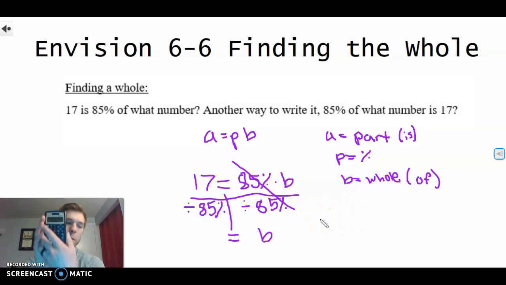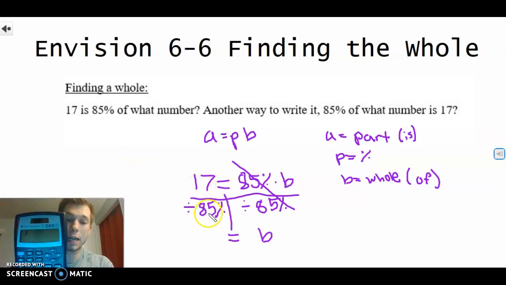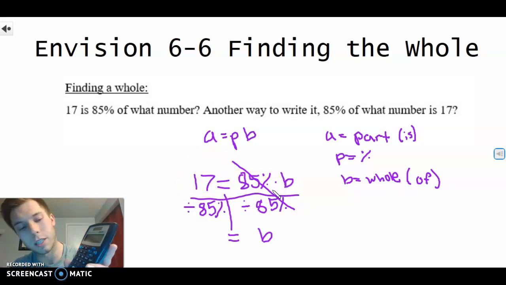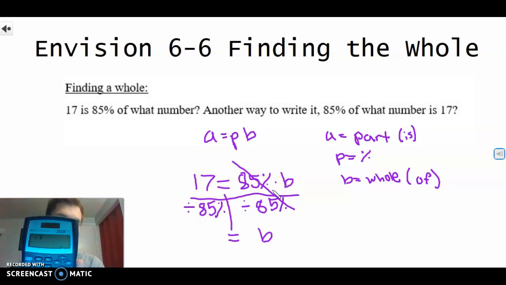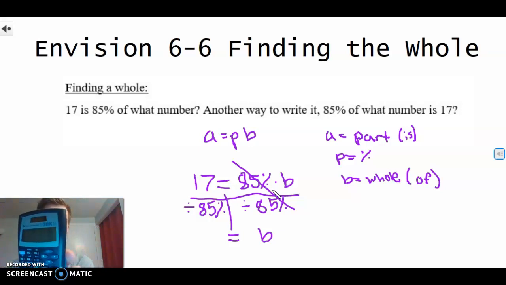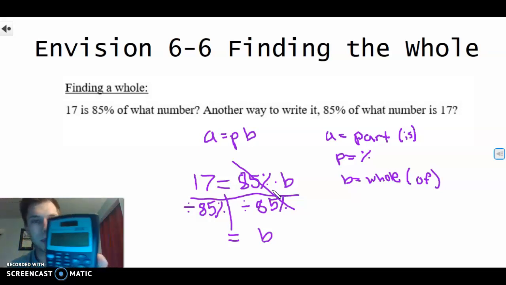This is where you can grab that handy-dandy scientific calculator, make sure that it is on. Now watch very closely and pay attention to how I'm going to type this in and what I type in first. Since it's 17 divided by 85%, we're going to type it in exactly how we read it. So 17 comes first, so we're going to type in 17. There's 17. We're going to hit the division sign. That's what we're dividing by. And go ahead and type in the number 85.